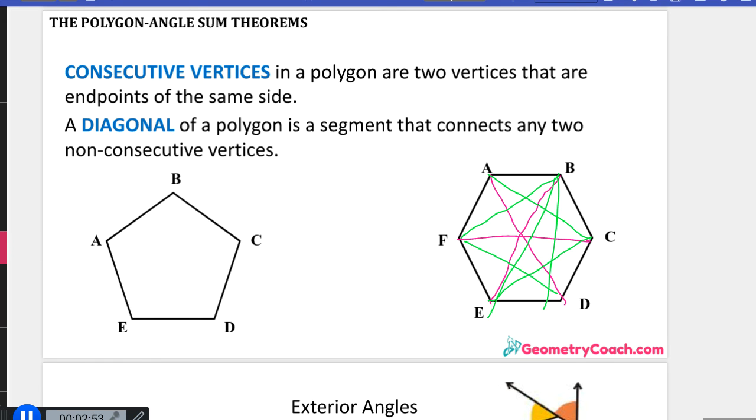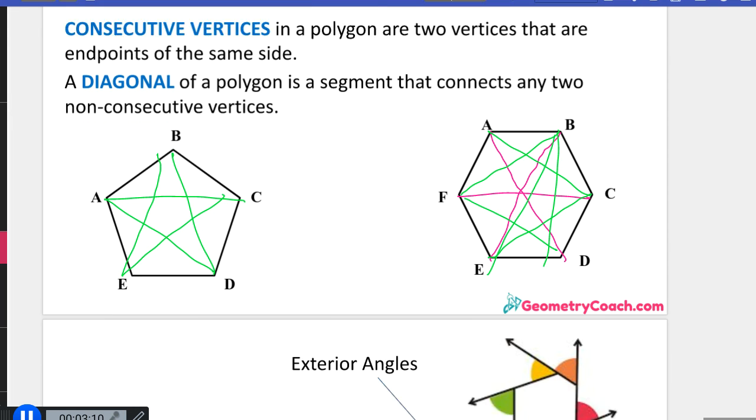Let's look at the pentagon because it's got less going on. A to C is a diagonal. A to D is a diagonal. Any non-consecutive vertices are considered diagonals. They don't have to divide the shape into two equal parts.